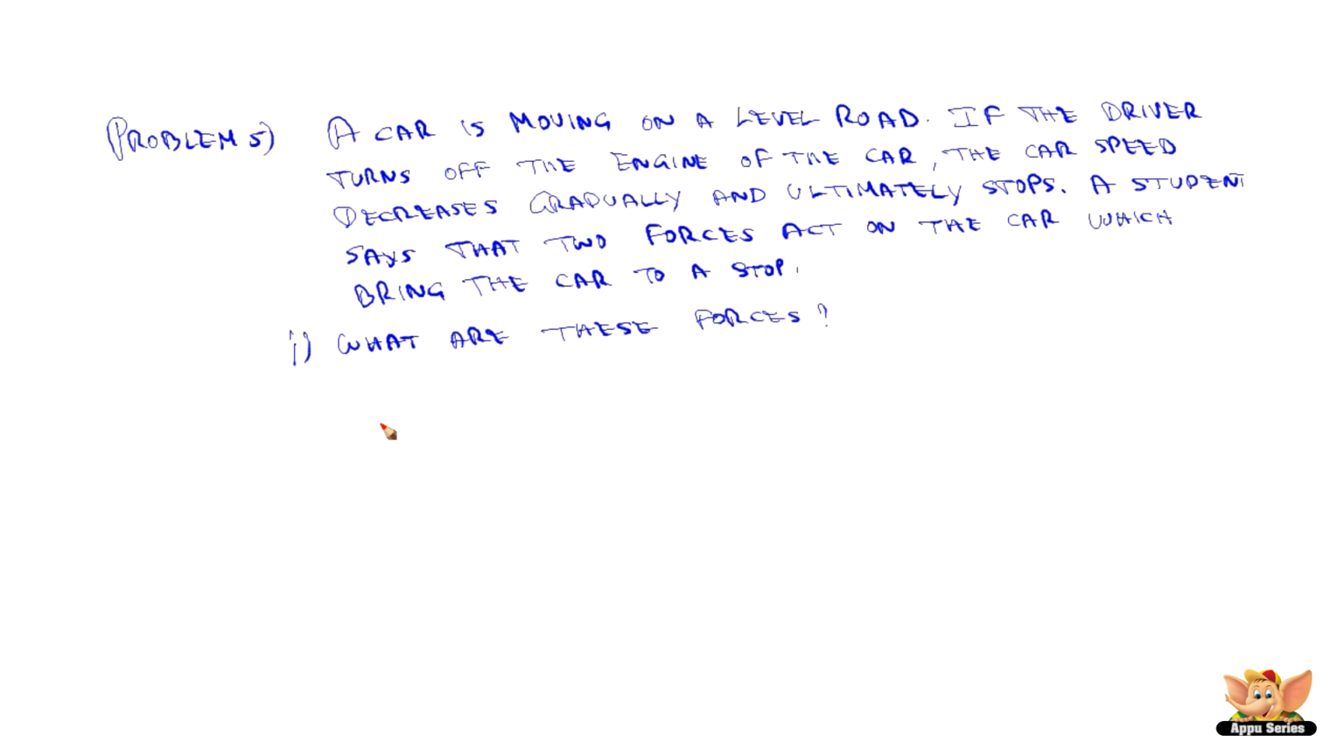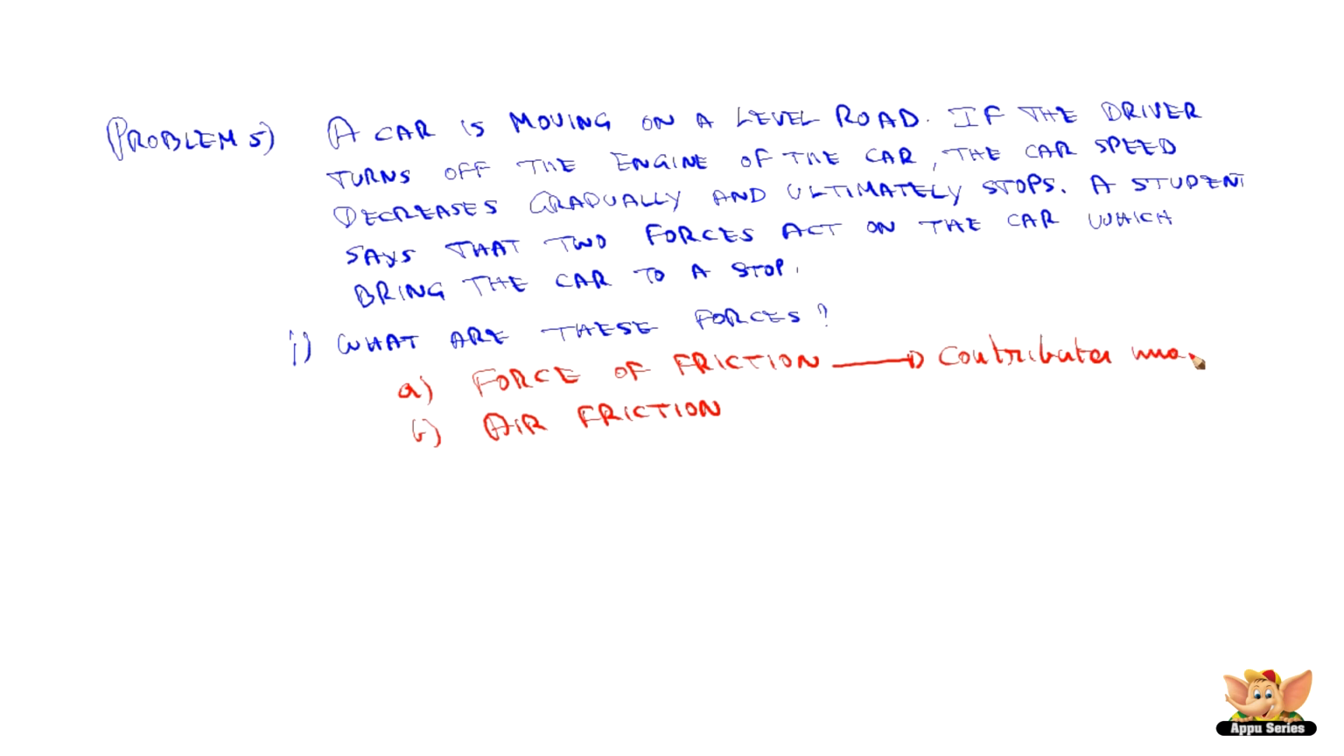The forces that act on the car when it reduces the speed and ultimately stops, instead of going in continuous motion, are because there is an opposite force acting on the car. Those forces are A. Force of friction, and B. Air friction. And which force contributes more to the slowdown and stopping of the car? Force of friction contributes maximum to slow down and stop the car.